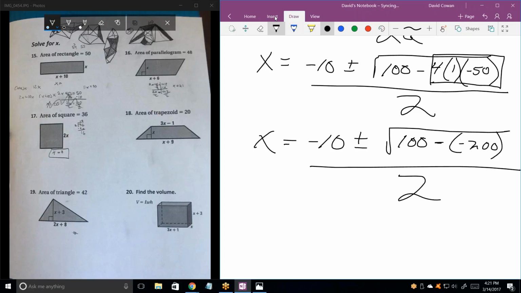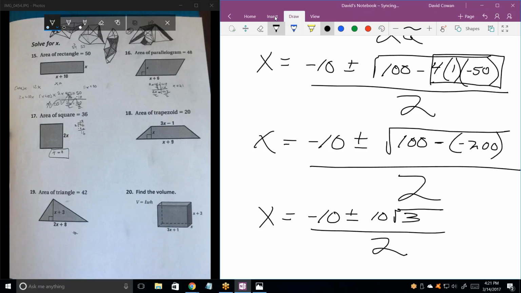Okay, so now we get x equals minus 10 plus or minus the square root of 300. Well, the square root of 300 becomes 10 times square root of 3. Do you see why? Because it's square root of 100 times square root of 3. Square root of 100 is 10. We're still dividing everything by 2.